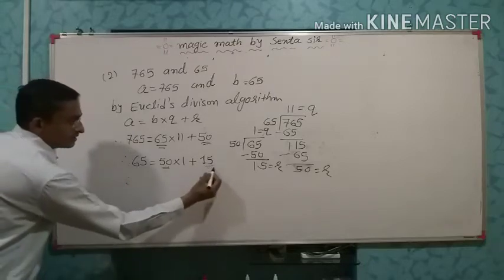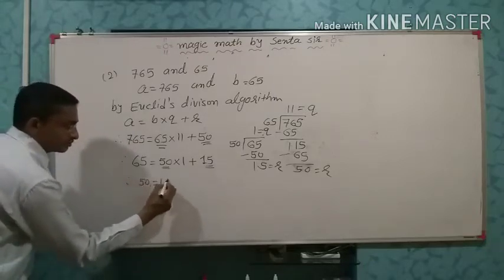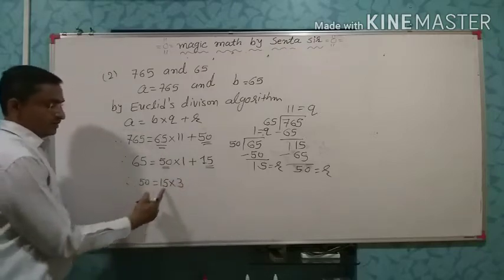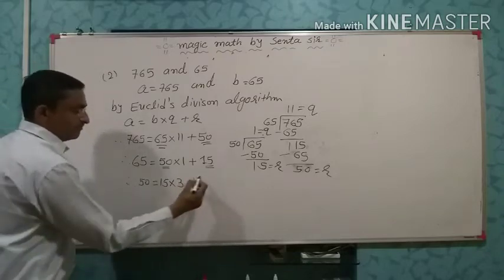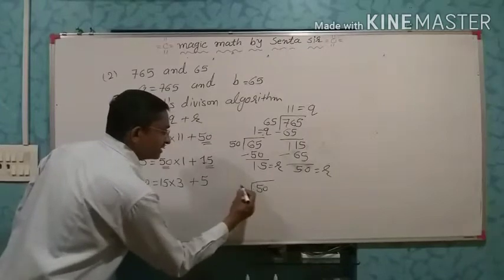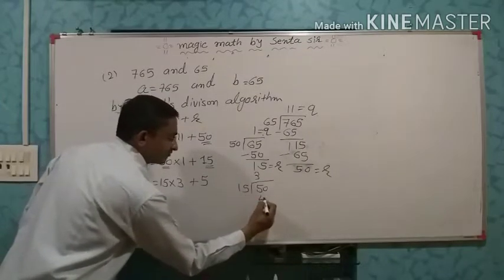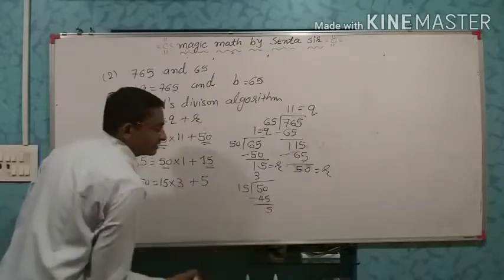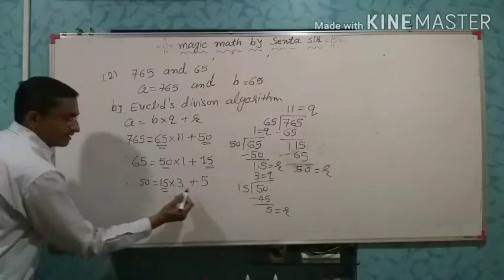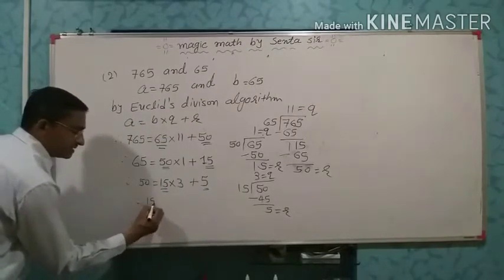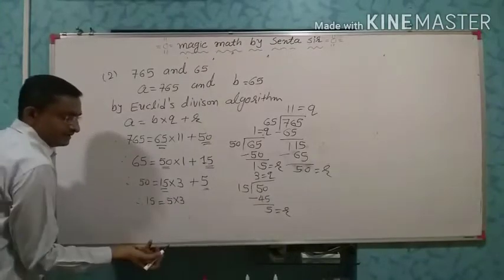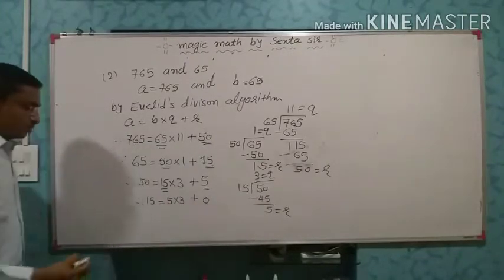Now second number and fourth number, 50 is equal to 15. 15 3s are 45. 5 is remainder. ऐसे देख सकते हैं आप. 15 3s are 45. 5 is remainder and quotient is 3, right? Now second number 15 is equal to 5. 5 3s are 15. Remainder is 0.